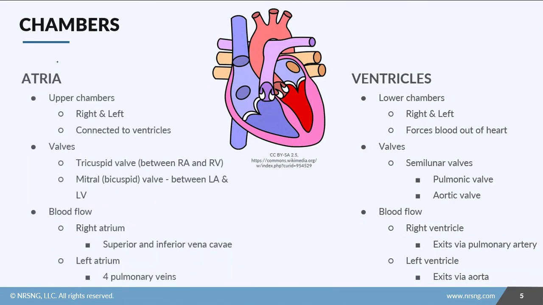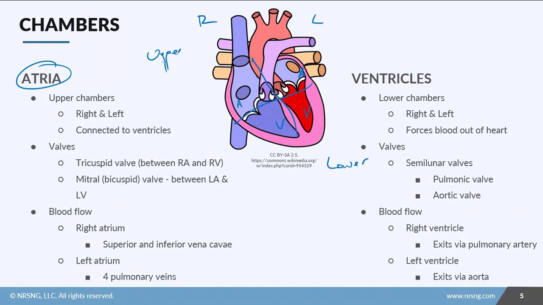Well, the first thing we need to look at is that it's divided kind of 4 ways. So you have upper, and you've got lower, and then there's a right and a left side. The upper chambers of the heart are called the atria, or each atrium. You have a right atrium and a left atrium, and they are connected directly to the ventricles. So this is an atrium, this is a ventricle, this is an atrium, and this is a ventricle.